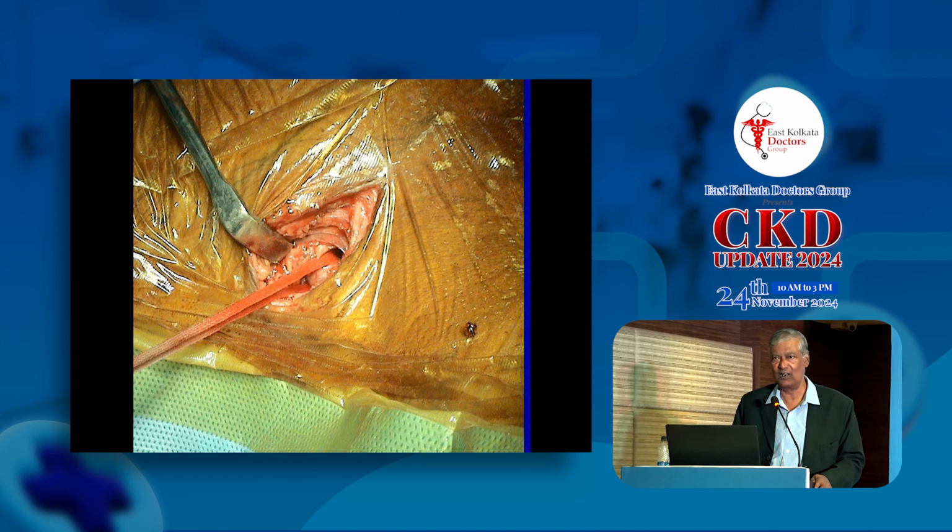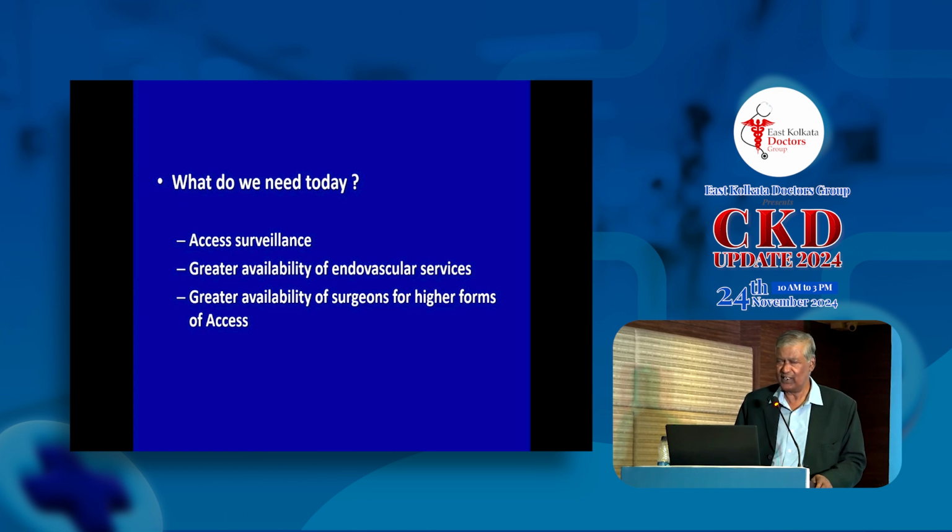From a femoral catheter, you would come across these. What do we need today? I'm finishing. We need access surveillance, greater availability of endovascular services, and greater availability of surgeons for higher forms of access.